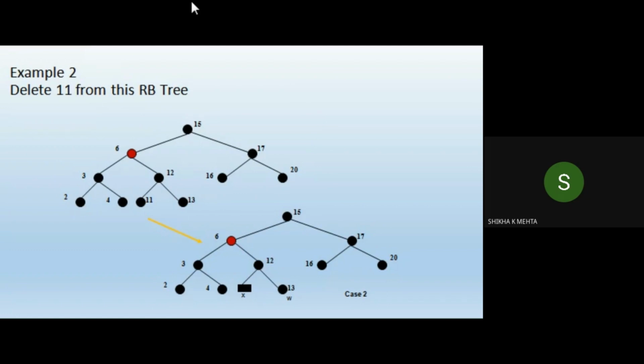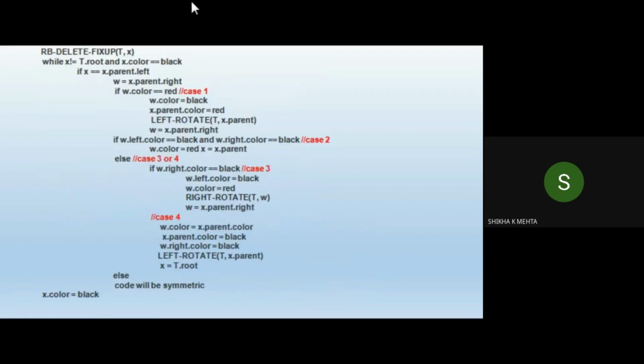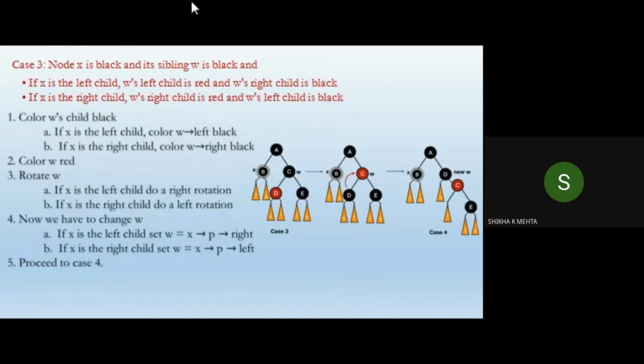So here you can see, when we analyze this particular case, the color of the sibling is black and the color of both its children is black. So both the sentinel nodes are black in color. So when we come across this particular case, this case is being discussed as case number 2. So let's go back so that you can see what is being written in case number 2.